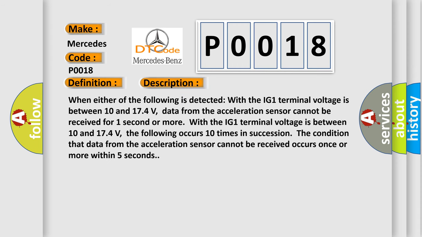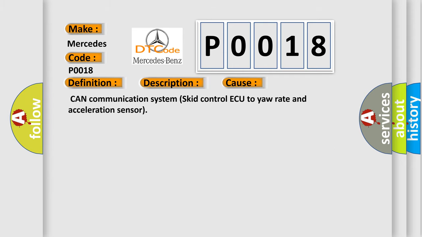When either of the following is detected with the IG1 terminal voltage between 10 and 17.4 volts: data from the acceleration sensor cannot be received for 1 second or more with the IG1 terminal voltage between 10 and 17.4 volts, the following occurs 10 times in succession: the condition that data from the acceleration sensor cannot be received occurs once or more within 5 seconds. This diagnostic error occurs most often in these cases: CAN communication system, skid control ECU, yaw rate and acceleration sensor.